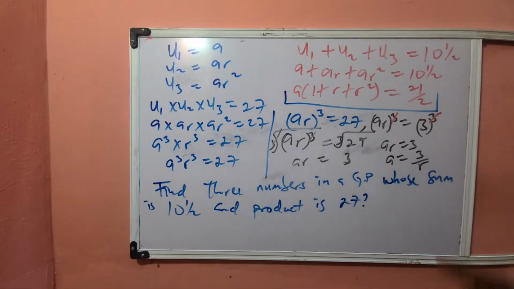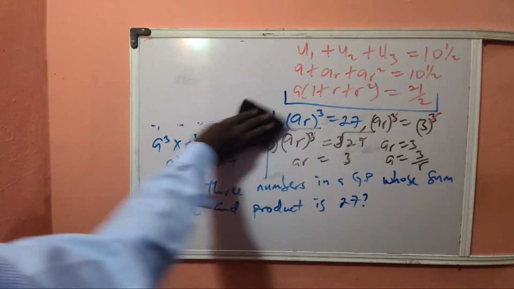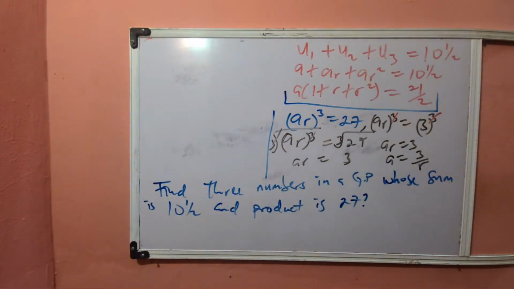So I'm going to get my A to be equal to 3 over R. I think that one is clear to everyone. So the next thing to do now is to put this value, 3 over R, into my other equation, the first equation I got, which I told you to keep handy because it's very important.